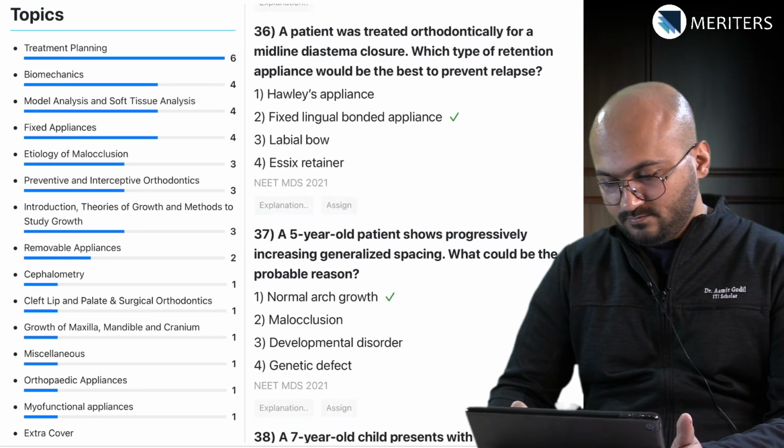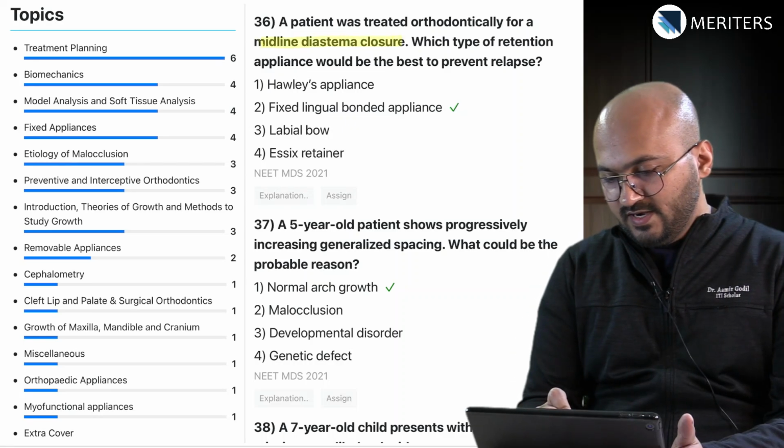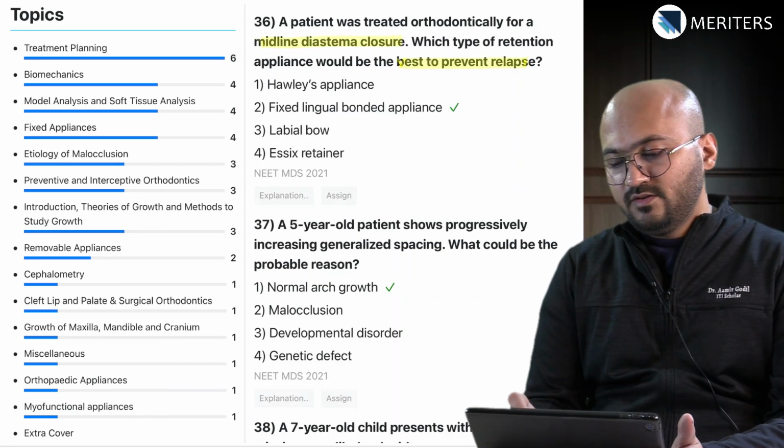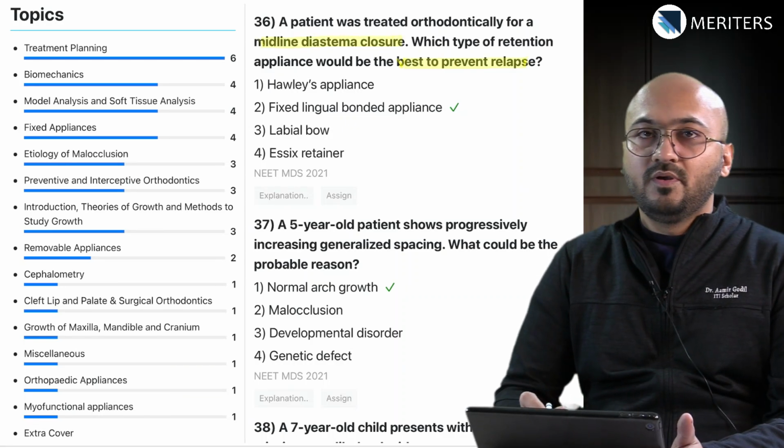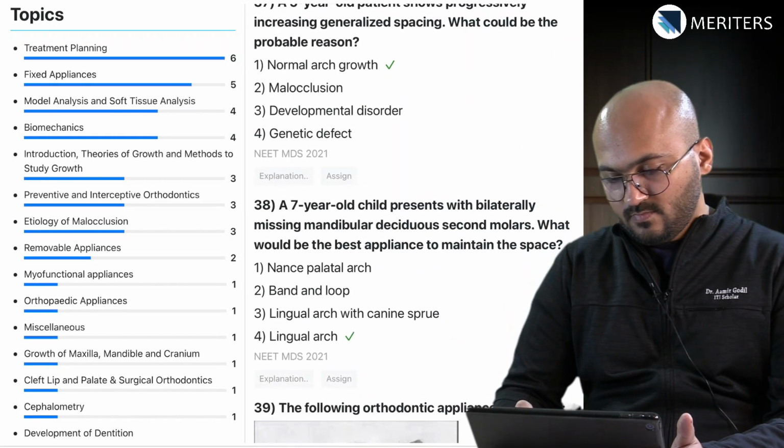Biomechanics. Then a patient was treated orthodontically for midline diastema. The best way to prevent relapse would be fixed lingual bonded retainer. So that's a fixed appliance.